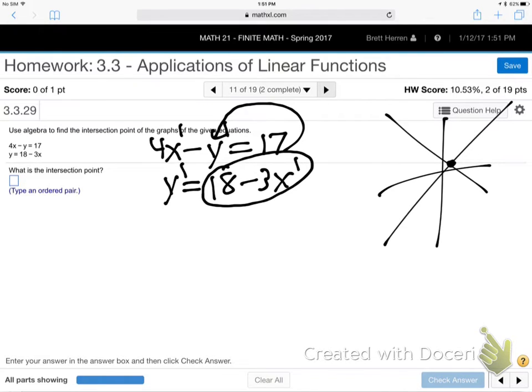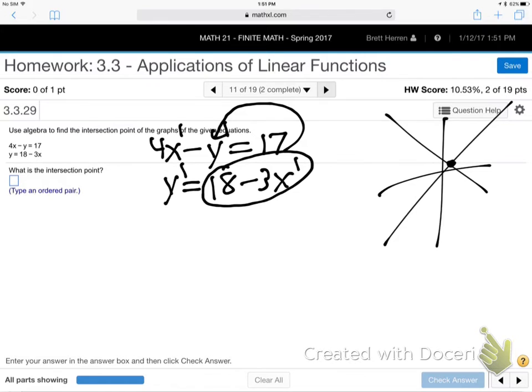See how that second equation says y equals 18 minus 3x, meaning y is the same as 18 minus 3x. Which means wherever I see y, I'm allowed to replace it with 18 minus 3x because it is 18 minus 3x. It equals 18 minus 3x. That makes sense? So we always plug one equation in.